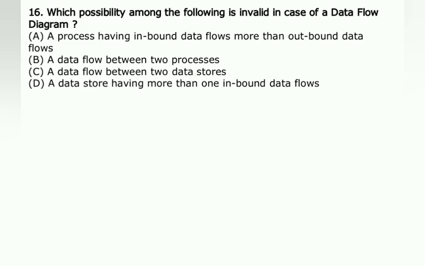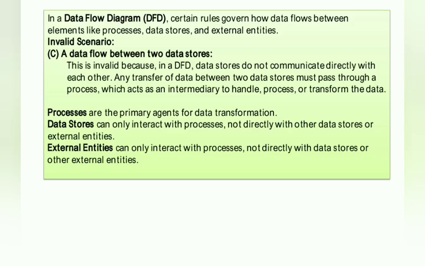Next one. Which possibility among the following is invalid in case of a data flow diagram? From the given possibilities, we have to find out the invalid condition. The invalid condition is option C, that is a data flow between the two data stores. Data cannot flow between two data stores because they will get merged. So option C is correct. How is this an invalid case?